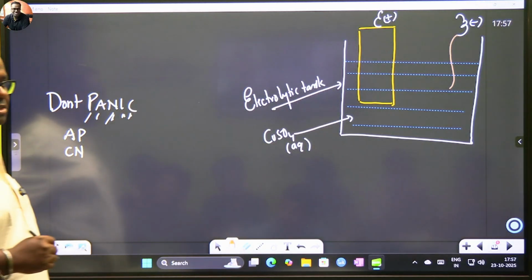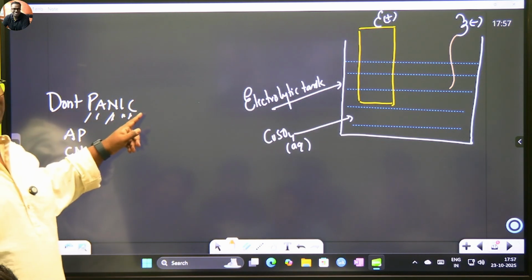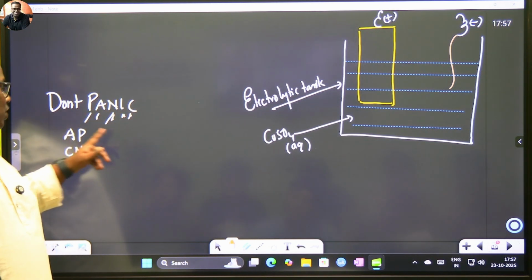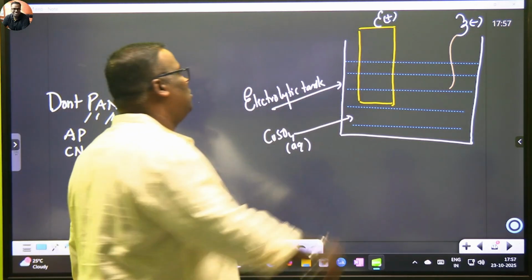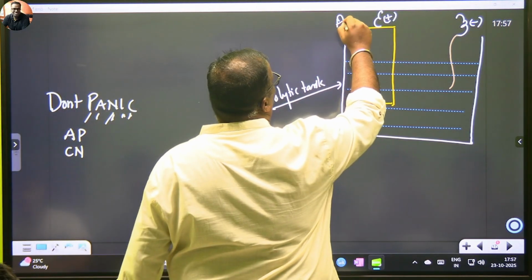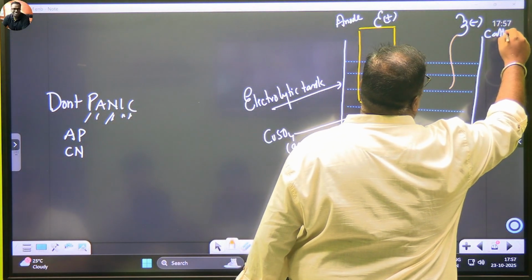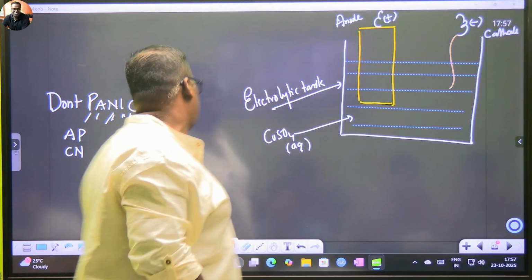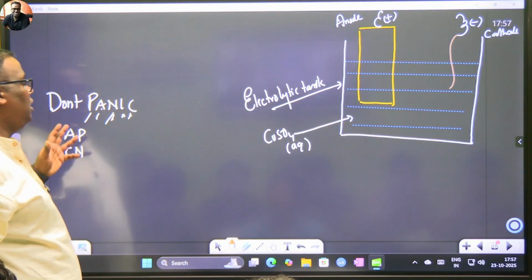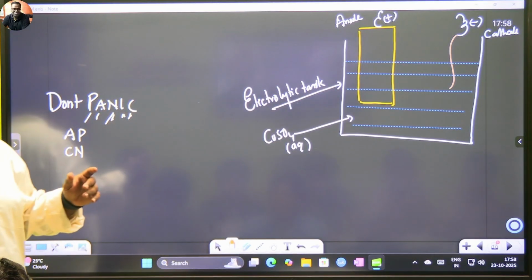Panic. Positive is anode, negative is cathode. Don't panic. And Andhra Pradesh, AP, AP stands for anode is positive. So what will this be called? Anode. What will this be called? Cathode. When you go to grade 12, at that time you will say, sir said so many formulas, A, P, C, N. There it will become CP and it will become AN.